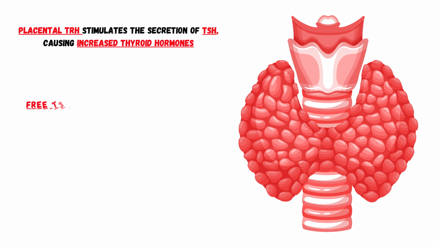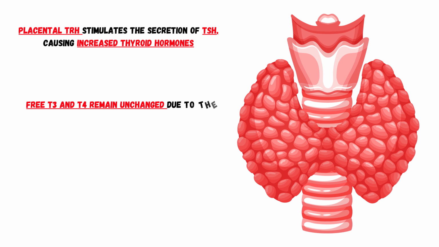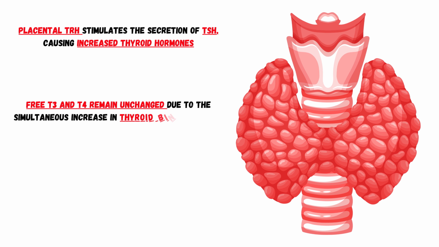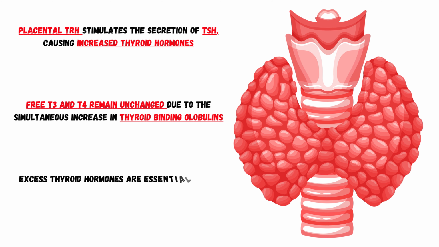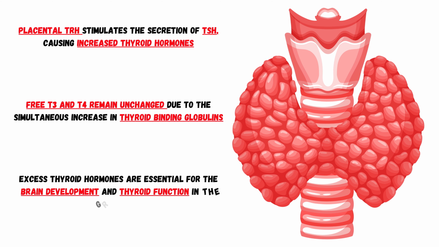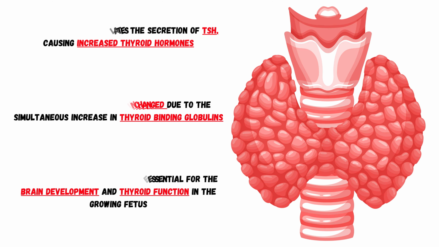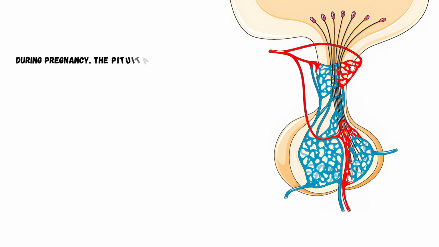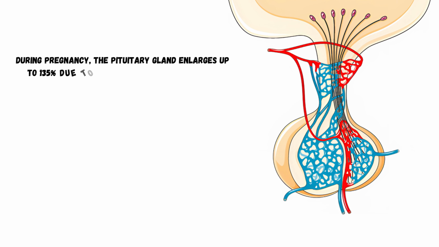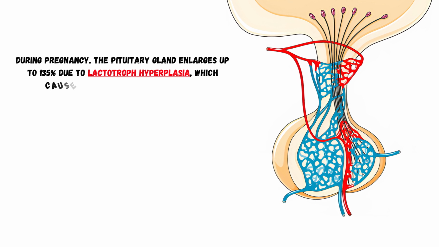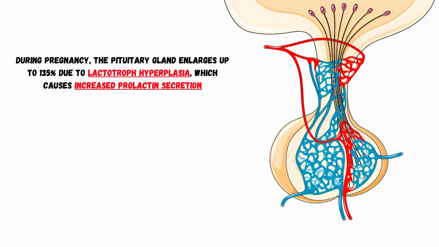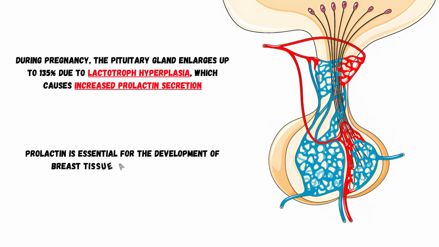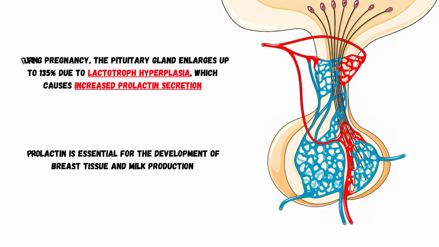However, free T3 and T4 remain unchanged due to the simultaneous increase in thyroid-binding globulins. These excess thyroid hormones are essential for the brain development and thyroid function in the growing fetus. During pregnancy, the pituitary gland enlarges up to 135% due to lactotroph hyperplasia, which causes increased prolactin secretion. Prolactin is essential for the development of breast tissue and milk production.